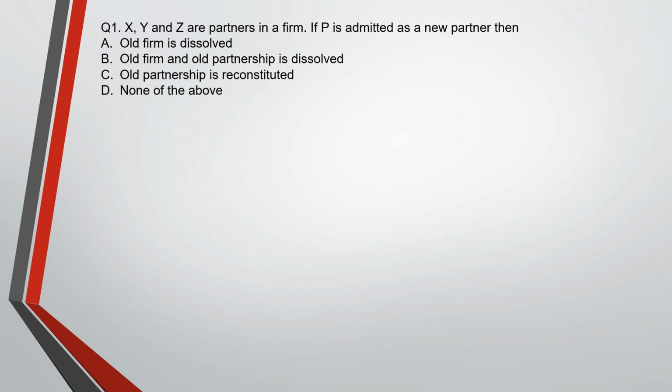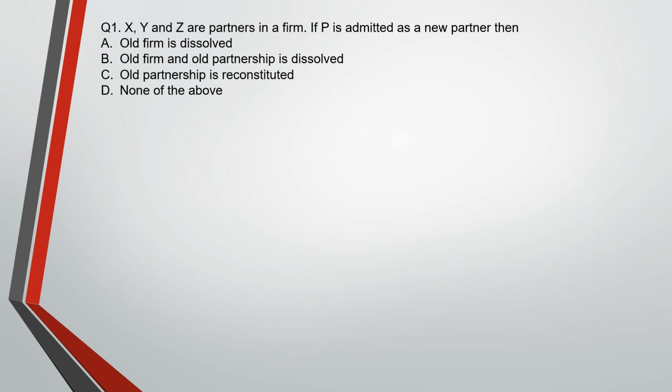So let us take up the first question, admission of partner. First one is X, Y and Z are partners in a firm. If P is admitted as a new partner, then what happens? A, old firm is dissolved. B, old firm and old partnership is dissolved. C, old partnership is reconstituted. D, none of the above.